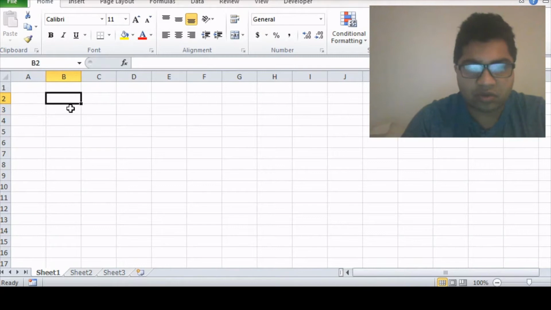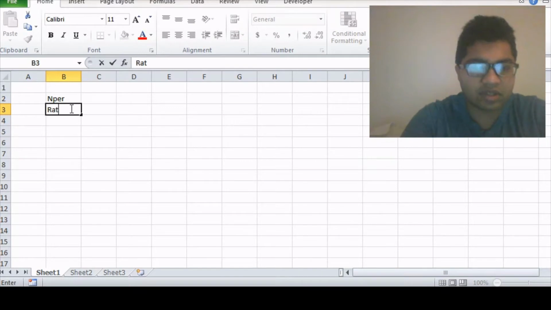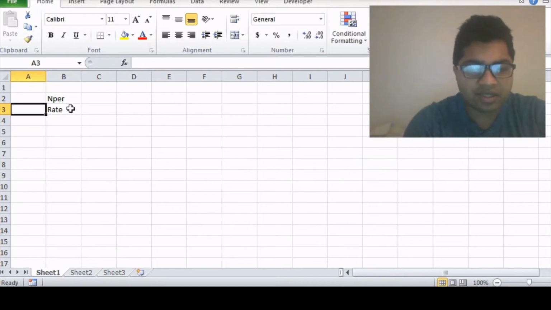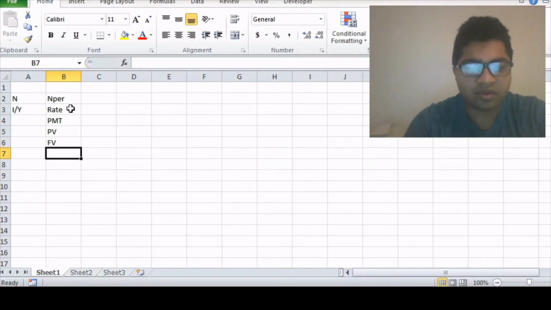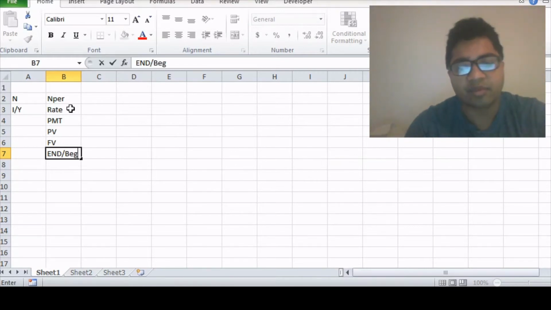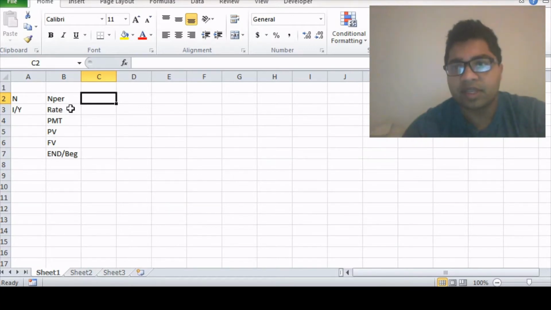So the 5 variables in your calculator are N, which is n per, the rate, which in the calculator is I/Y, then there is PMT, PV, and FV, and you can have your calculator in set end or set beginning mode. So when you solve for bond calculations, we'll discuss bonds, then we'll come to the problem.